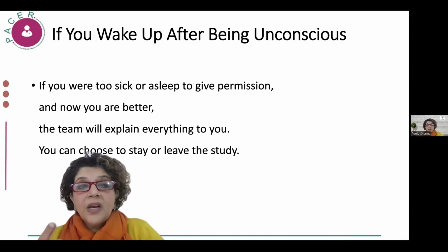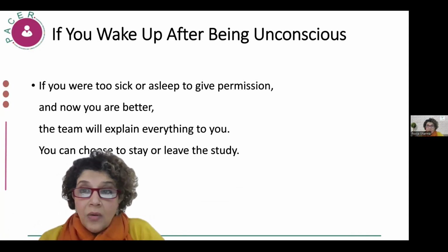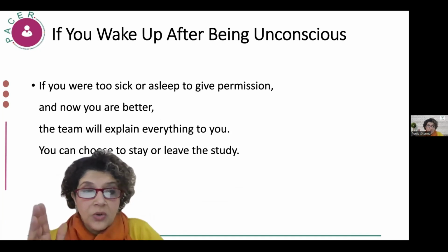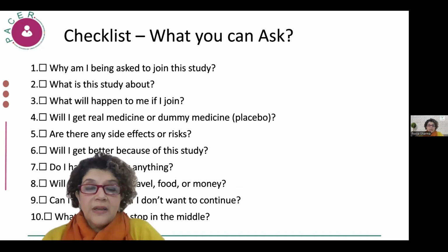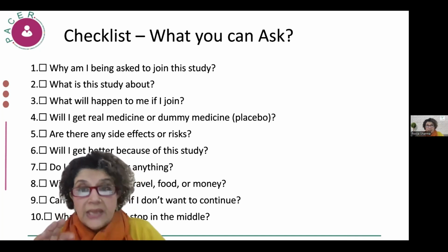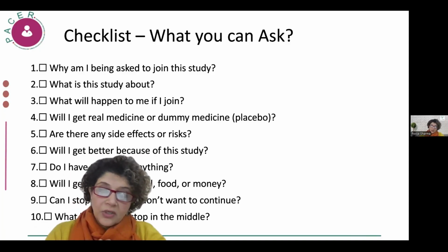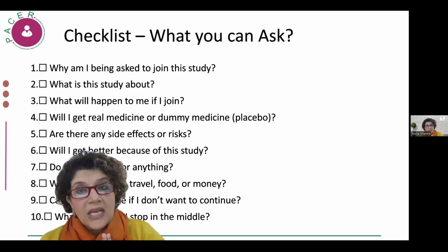If you wake up after being unconscious, and your legally authorized representative had given consent, now you can choose to continue to participate or not. Now you are conscious, so now the decision is yours. The team will explain things to you again and you can choose to stay or leave the study. Again, we have spoken about this earlier. It's very important. The consent is a conversation process. It's not a one-sided process. The doctor told me, I signed here. No. You have full responsibility and rights to ask questions.